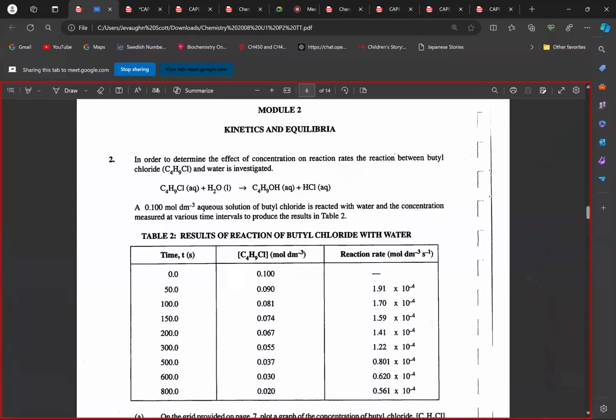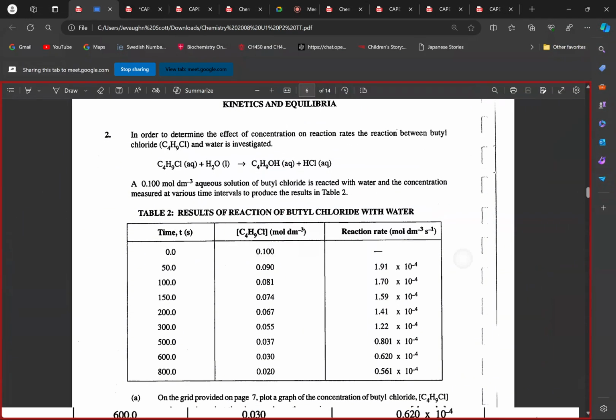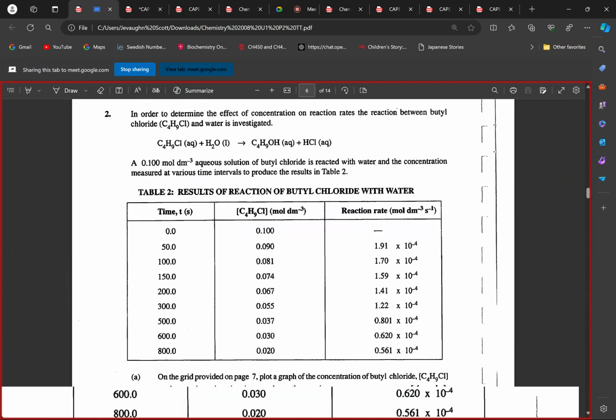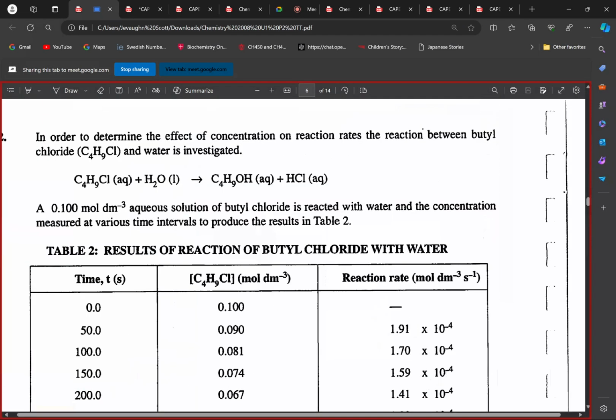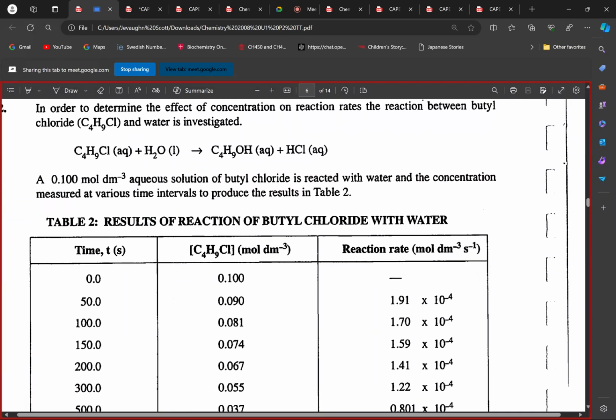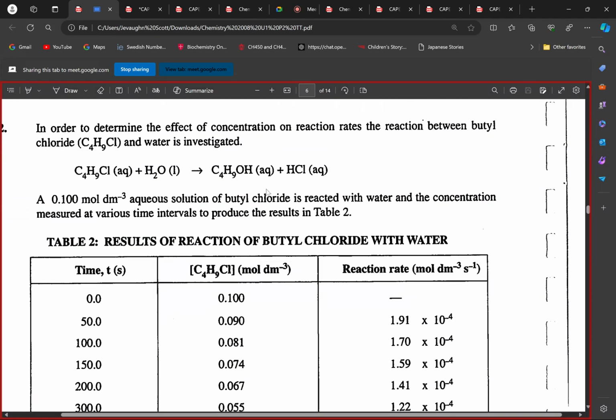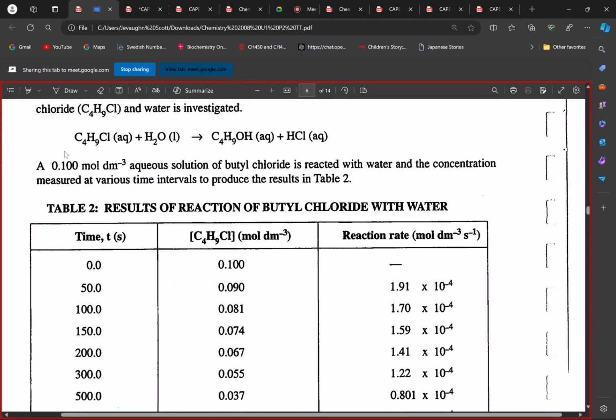So I want us to have a go at this first rates of reaction question, right? In order to determine the effect of concentration on reaction rates, the reaction between butyl chloride and water is investigated. So here we have this entire reaction here, right? A 0.1 mole per dm cube aqueous solution of butyl chloride is reacted with water, and the concentration measured at various time intervals to produce results in table 2.